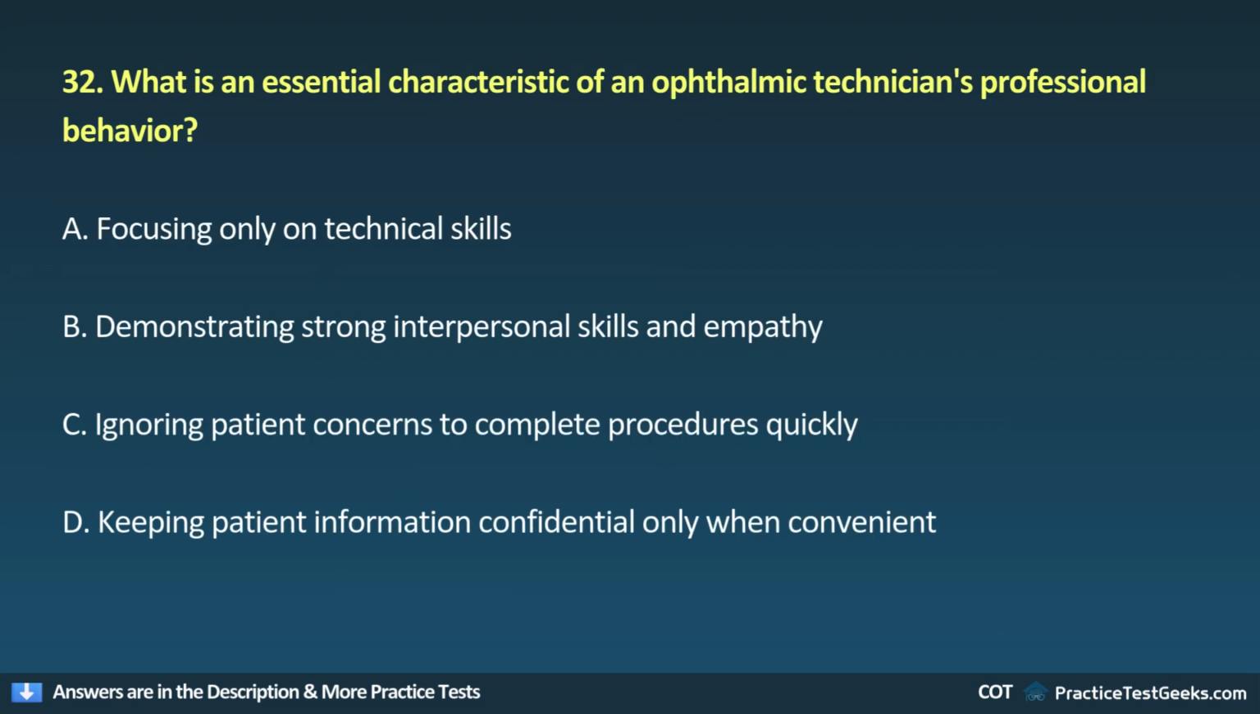32. What is an essential characteristic of an ophthalmic technician's professional behavior? A. Focusing only on technical skills. B. Demonstrating strong interpersonal skills and empathy. C. Ignoring patient concerns to complete procedures quickly. D. Keeping patient information confidential only when convenient.